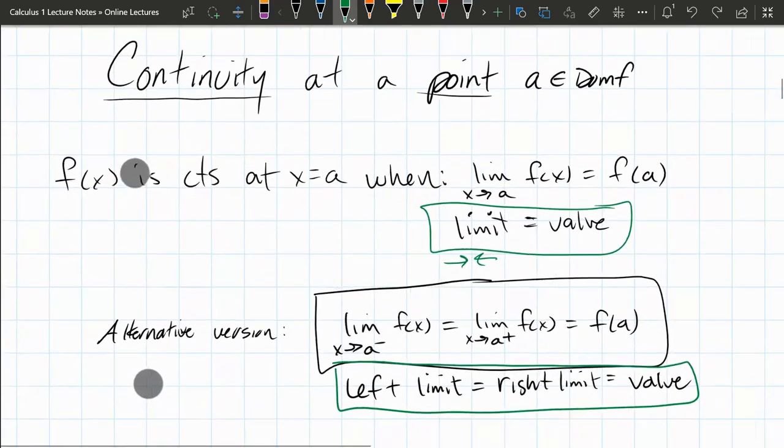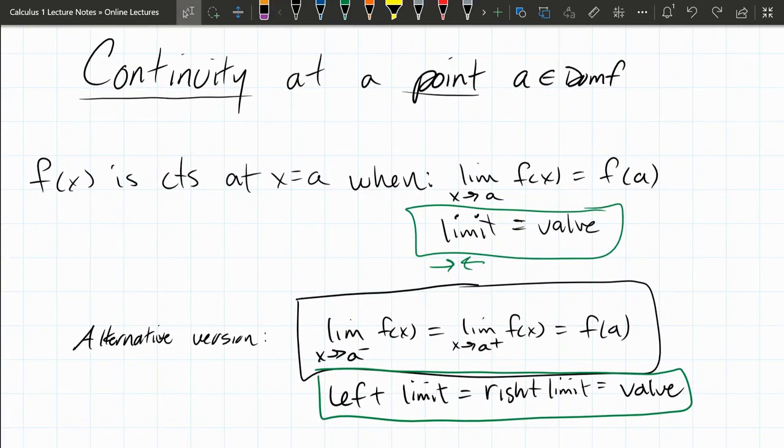So this is probably one of the most important concepts for the section, the definition of continuity, and we're going to see some implications and examples next.